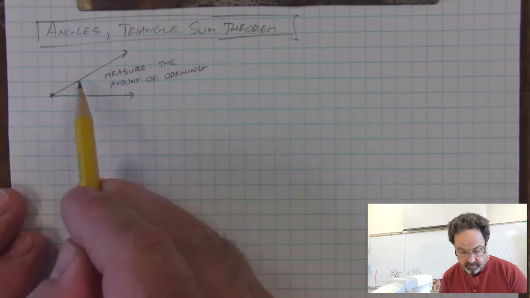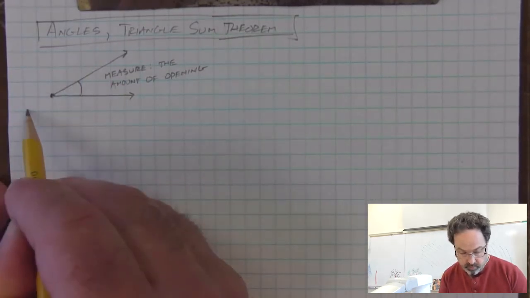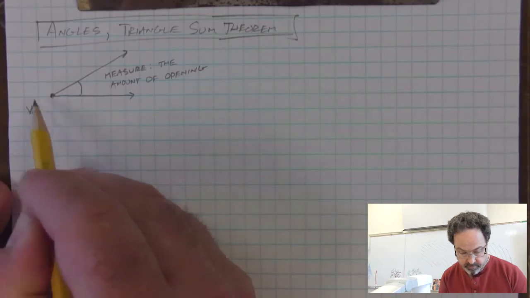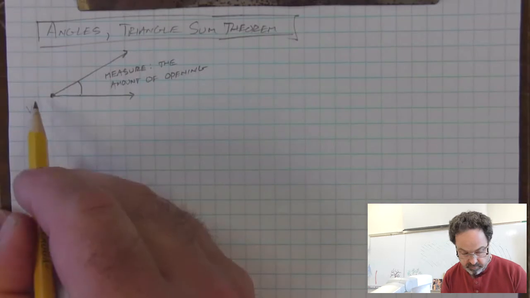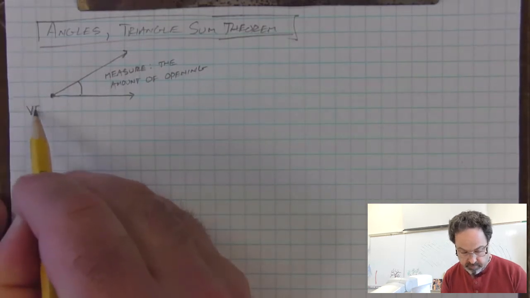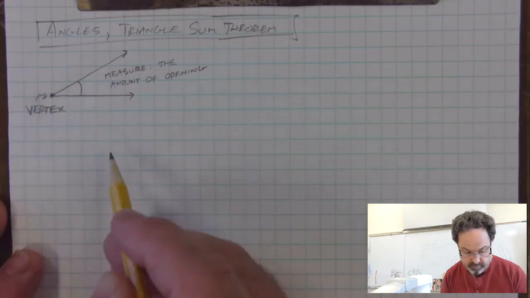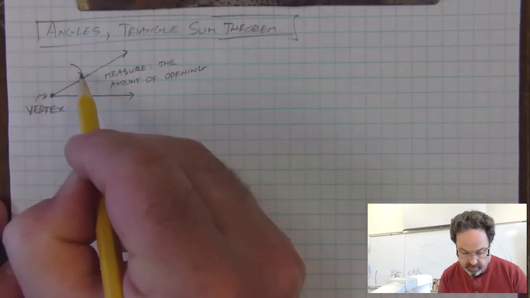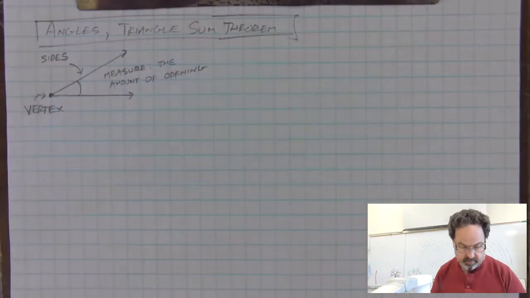The two sides of an angle intersect at what we call the vertex of the angle. So this point where the two sides connect is called the angle's vertex. And these lines are the angle's sides.